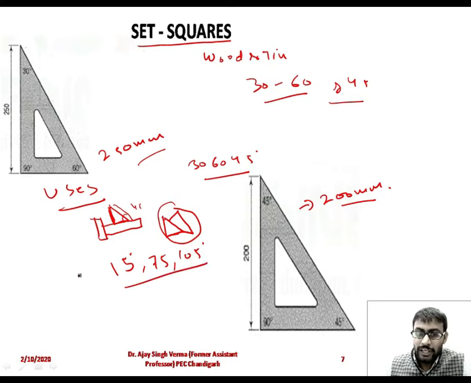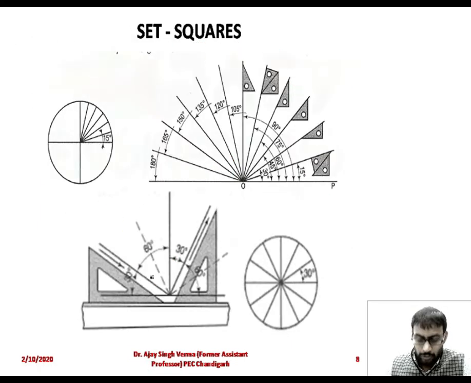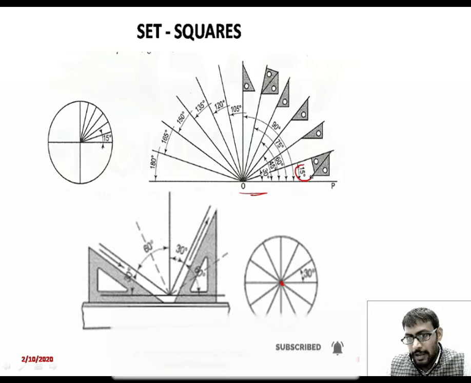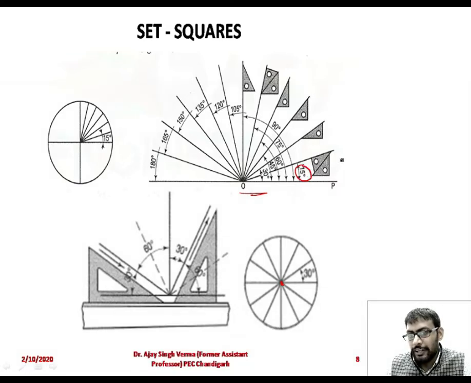Now in the next figure, I am talking about a circle having a center. This is 30 degree, but when we go to the second figure, you can see a minimum angle. The minimum angle that can be drawn is 15 degrees, and the maximum angle with the help of this set square is 105 degrees, with a combination of these two.